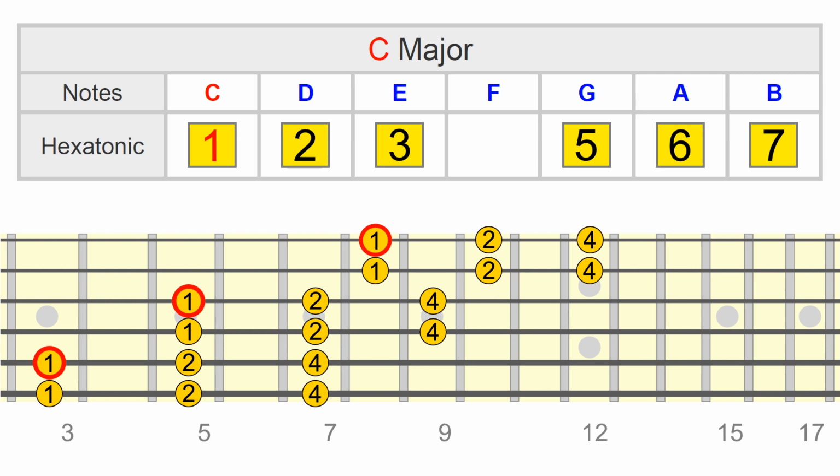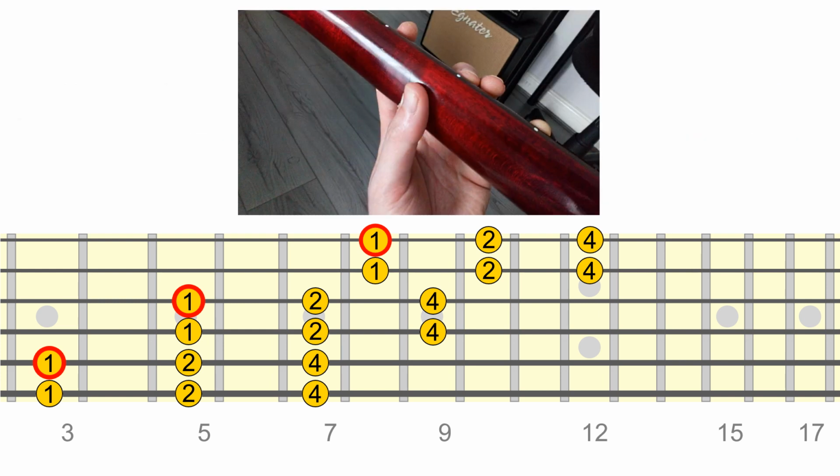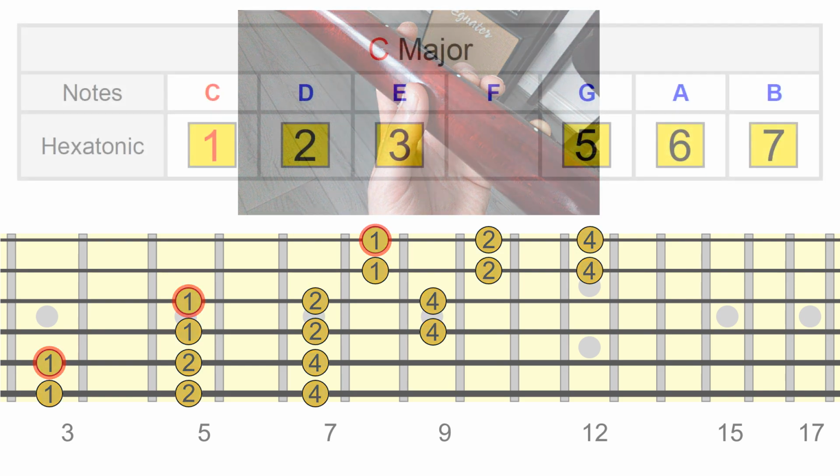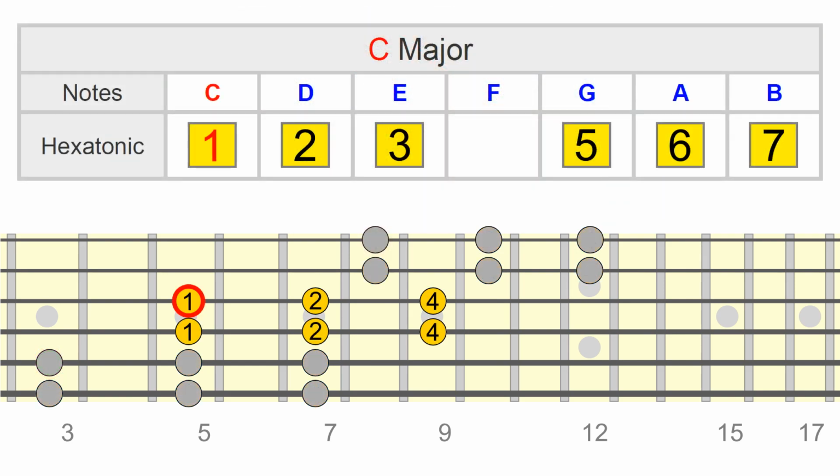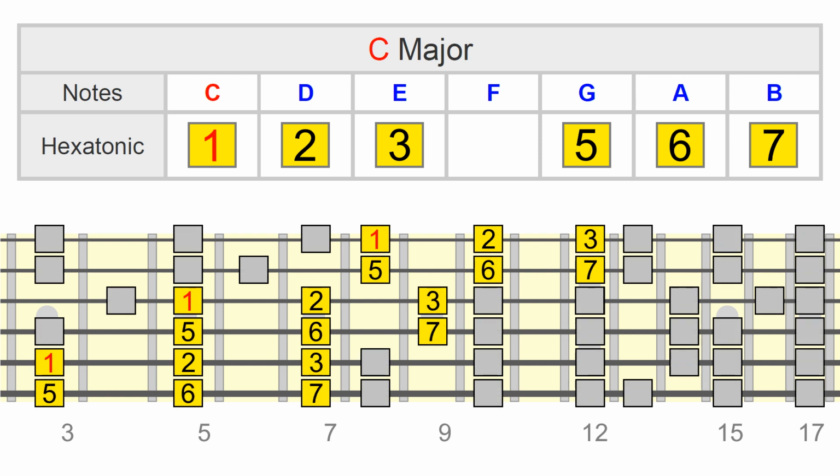For these wider patterns, ensure your thumb is positioned at the center of the back of the neck for maximum reach. Shortly, we'll look at different ways we can navigate and break up this pattern. For now, we're just learning the roadmap.